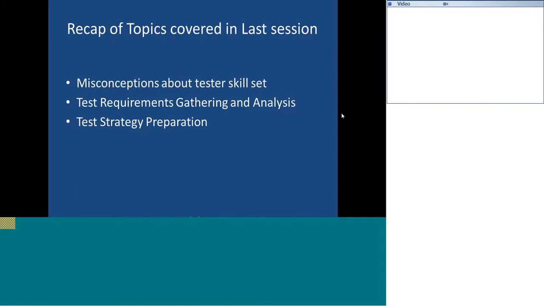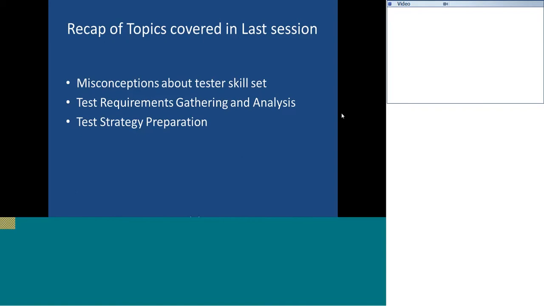So any other questions do you have on test strategy? It is not a mandatory document. The test strategy can be part of test plan. Some organizations will have a single document called test plan, and some of the test strategy sections are added into test plan itself. And some organizations will have different documents for test strategy and the test plan.